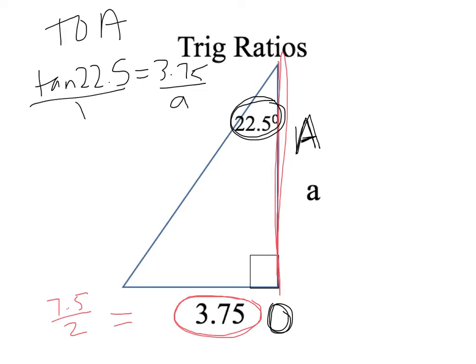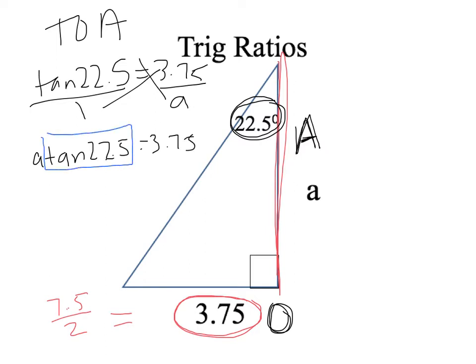So now I can cross multiply, wham, bam, thank you, ma'am. I have A times tan of 22.5 is equal to 3.75. This is what I need to get rid of so I can get my A by itself. So it's being multiplied, so I'm going to divide both sides by tan of 22.5. And I would get that my answer, A, is going to be equal to 9.1. So that's my apothem is 9.1. So that's where I've used that trig to find my apothem.